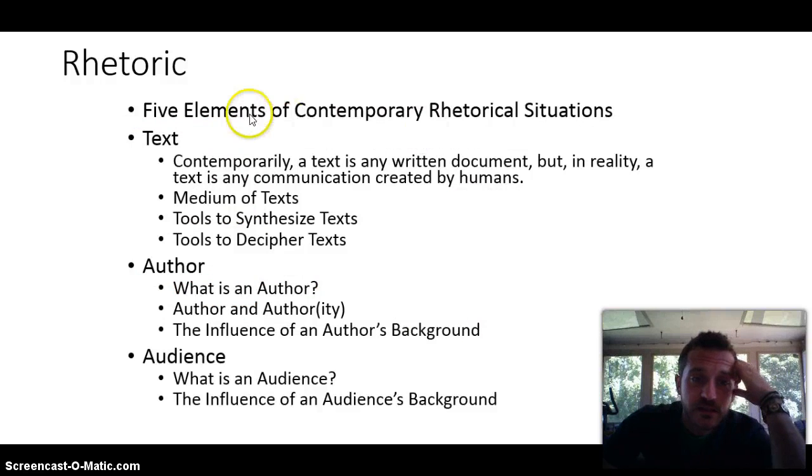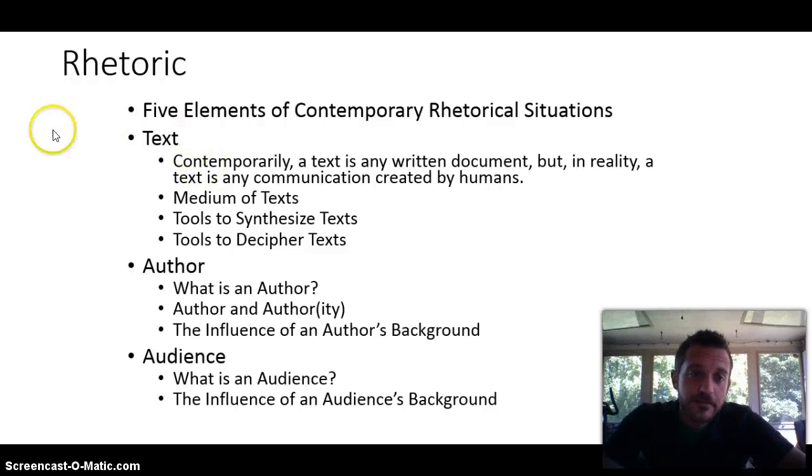So these are the elements of contemporary rhetoric, which is text. This is any form of communication, really. But for the purpose of this class, it's written documents. It's your research paper, your short story, your craft papers, those things. Medium of texts, that's exactly what I was just saying. Tools to synthesize text, to create a text. Computer. Before computers and word processing software, it was typewriters and then pen and paper.